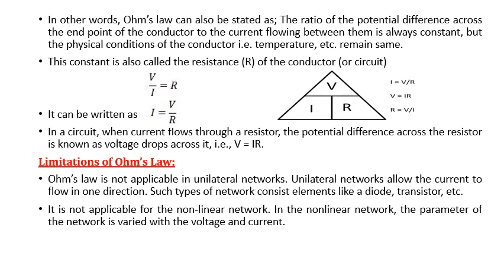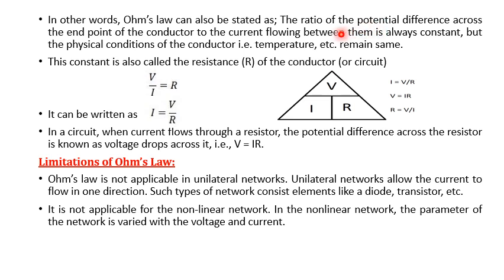In other words, Ohm's law can also be defined as the ratio of potential difference across the end points of a conductor to the current flowing between them is always constant, provided the physical condition of the conductor, that is temperature, is maintained constant. So this is one more definition of Ohm's law: the ratio of potential difference across the end points of the conductor to the current flowing between them is always constant.